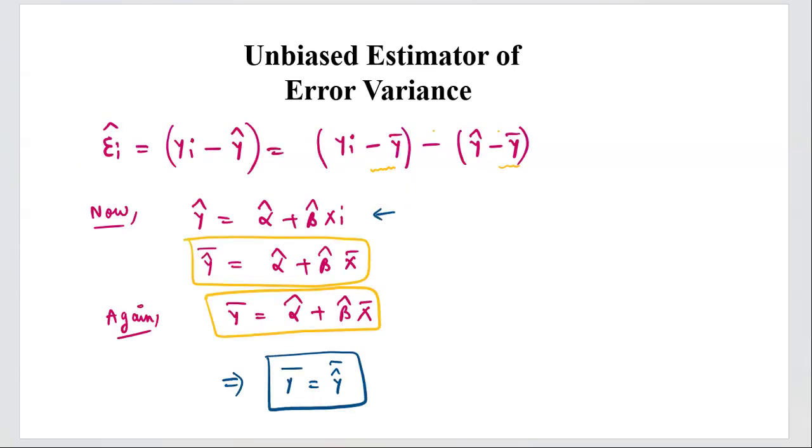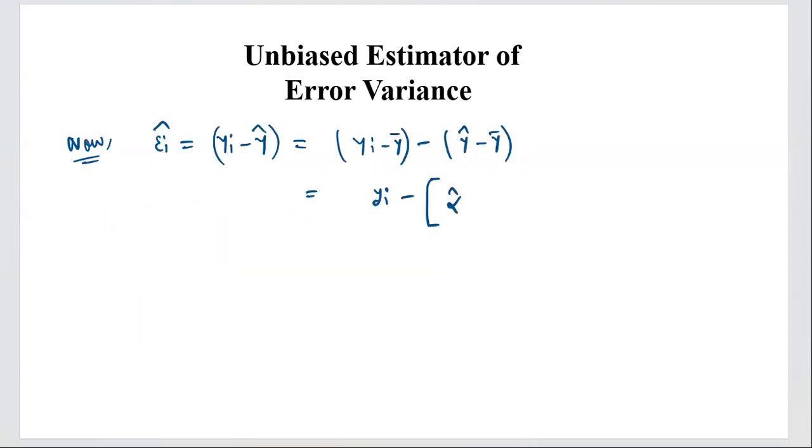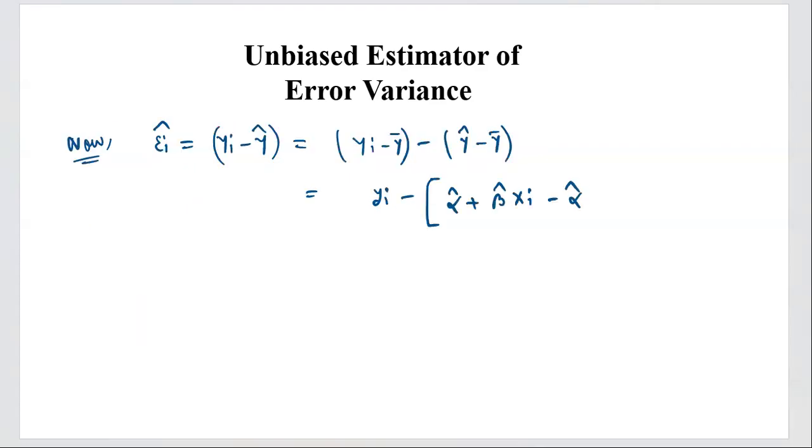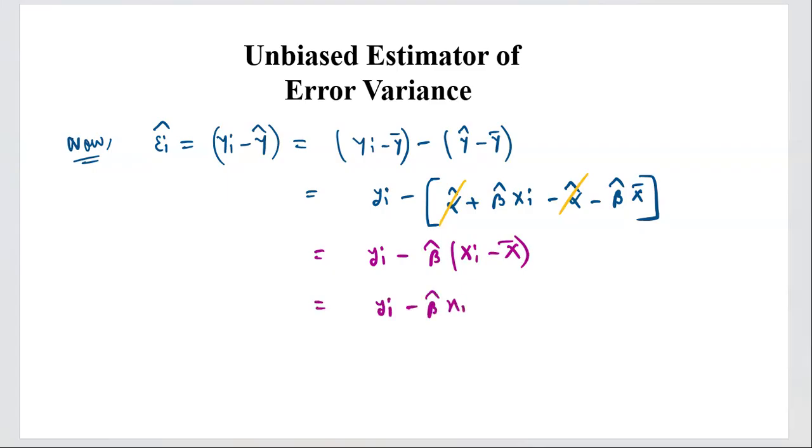See, y cap is this, alpha cap plus beta cap xi. And instead of y bar, what you can write? Y bar is this. So alpha minus alpha cap minus beta cap x bar. Now what are the things that will cancel out? This alpha cap and alpha cap will cancel out. So you have yi minus, take beta cap common, so you will have xi minus x bar, or small yi minus beta cap small xi. So this will be the form of epsilon i cap, which is the residual, right?